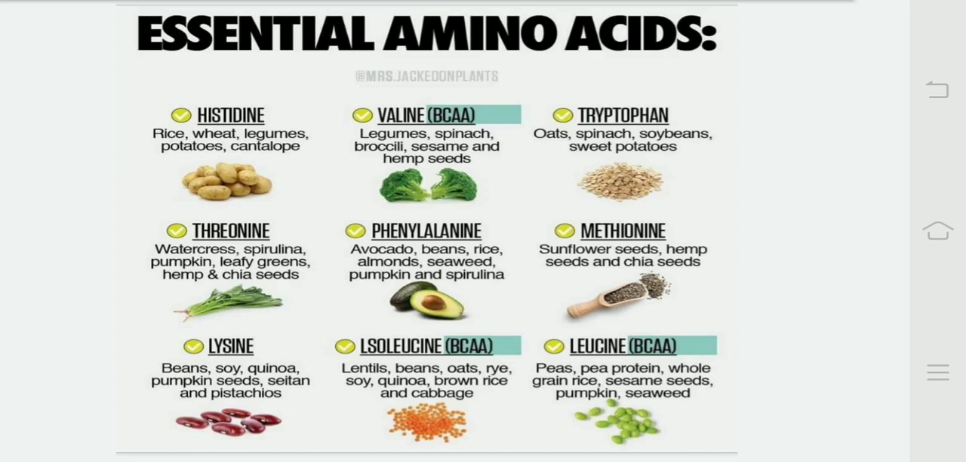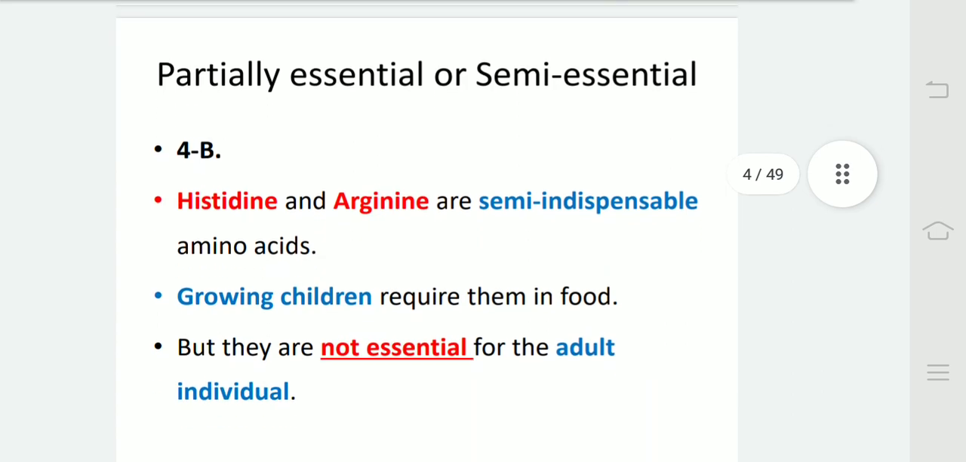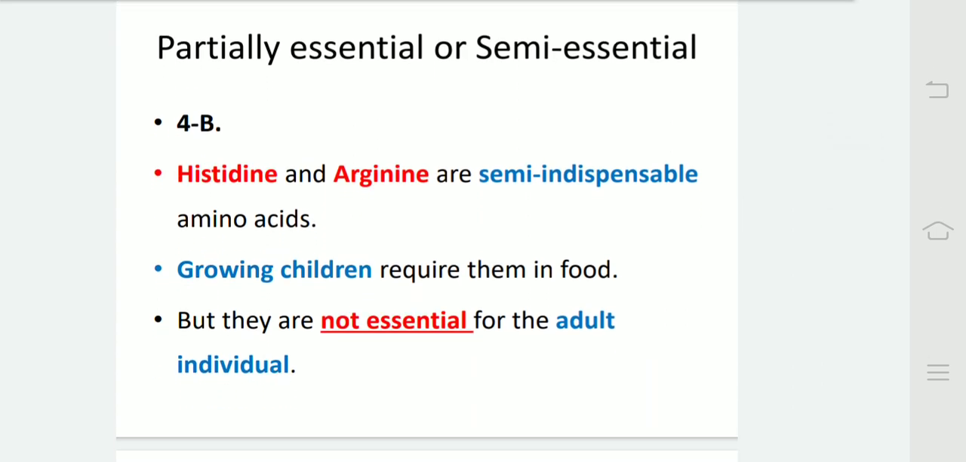In this diagram, you can see different amino acids and their sources in food like legumes, spinach, oats, pumpkins, avocado, cauliflower, seeds, etc. Histidine and arginine are the semi-indispensable amino acids. Growing children require them in food, but they are not essential for the adult individual.